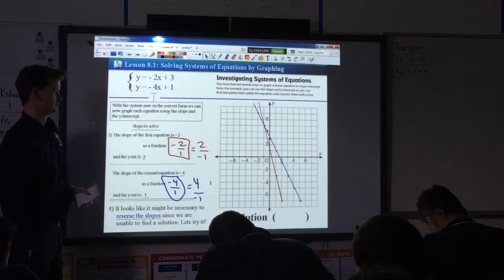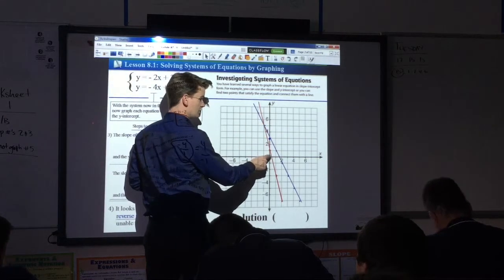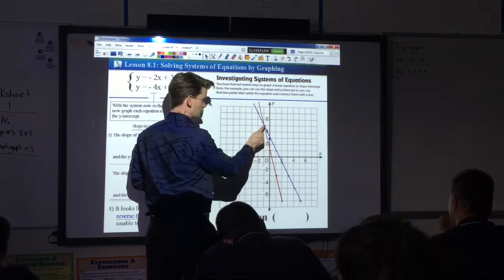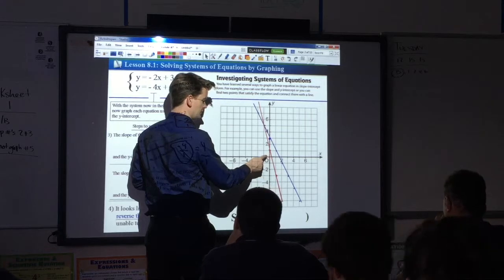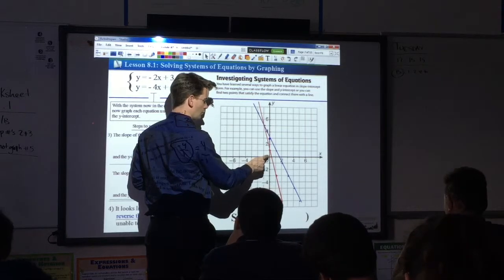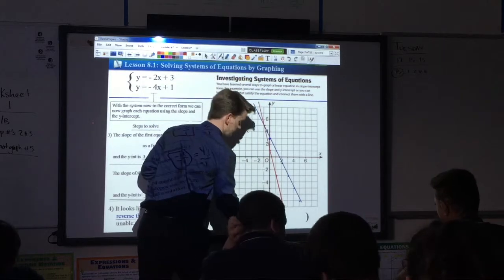-1, 4. Okay, so to find this, let's make sure we get the right point. We start at the origin. We always go left or right first. So to get from the origin to the solution, are we going left or right? Left. How many spots? 1. So it's -1 on the x. You always do the x value first.